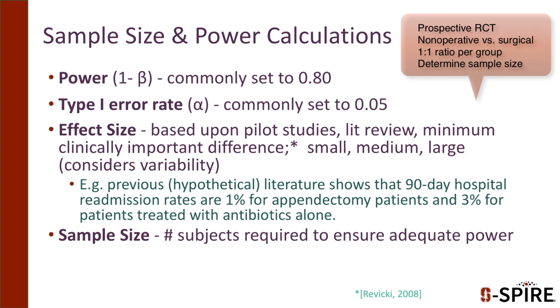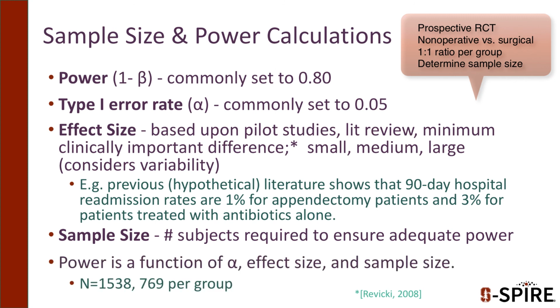Given these components, power, alpha, our expected effect size, now we can calculate our sample size, the number of subjects required to detect this specific level of effect with adequate power. We calculate that we would need 1,538 patients, or 769 per group.